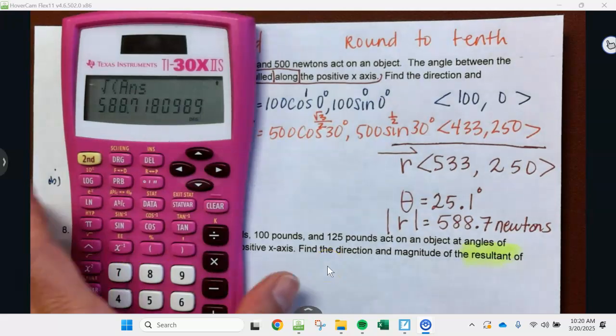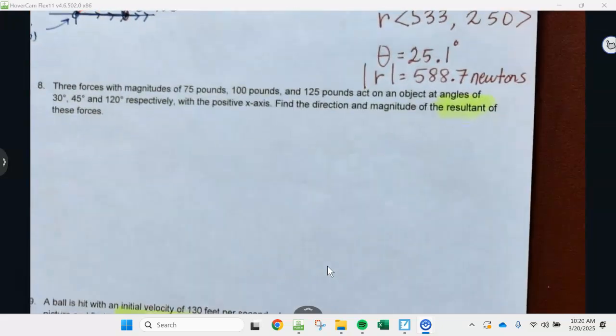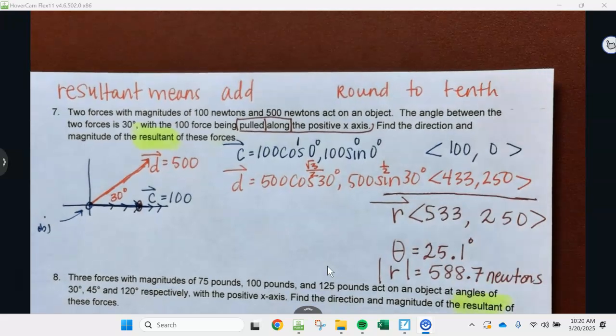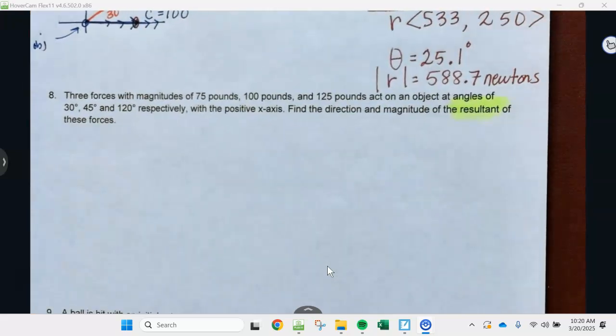All right, let's do it one more time, and then we'll talk about questions. That's the answer. Found it. Moving on. All right, number 8. Number 8 has 3 forces.